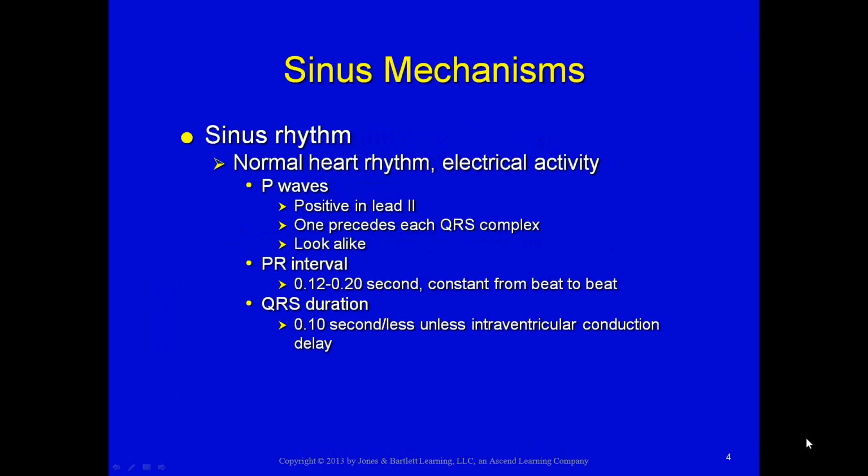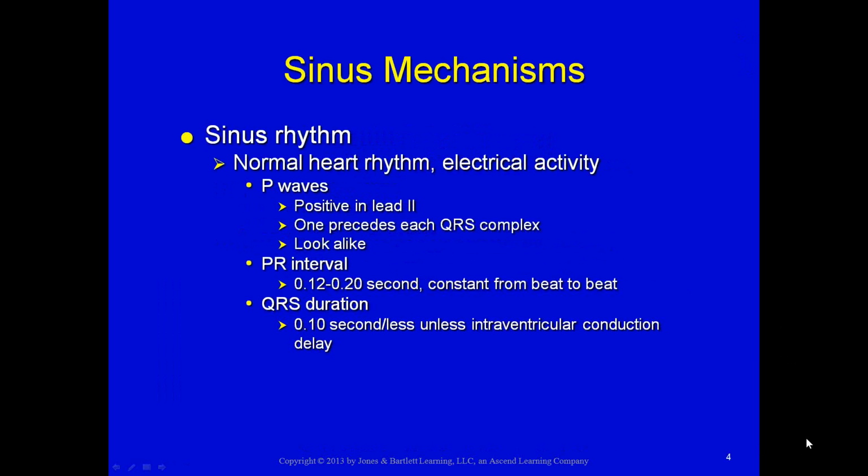The P wave should be positive in lead 2, and we're going to learn all the rhythms in this lecture series as if we're looking in lead 2, and the vast majority of people will look at lead 2 as their standard lead. As you learn more about rhythms, there might be a need to look at AVF along with lead 2. There might be a need to look at V1 along with lead 2 as well. It just depends on how your monitor's set up and what leads you want to see rhythms in.